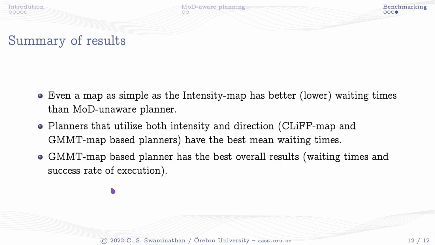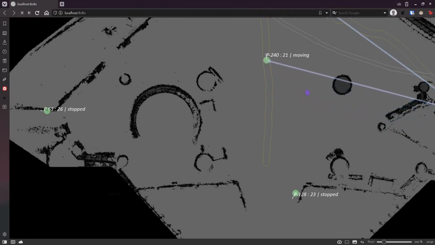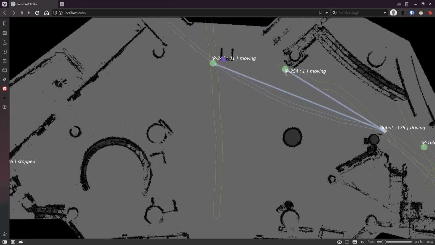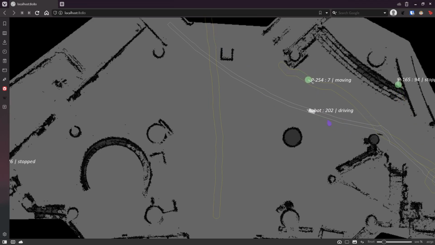Let us look at a simulation of the planners using the coordination framework to see what we mean exactly. So here we have the simulator running, and as you can see, the green circles represent the pedestrians. You also have a P240, and that is the arbitrary generated ID number of the pedestrian. You also have a robot that's represented by this rectangle in gray. And we additionally have a status of each of these agents. So for pedestrians, you would see the words moving. For robot, you see driving.